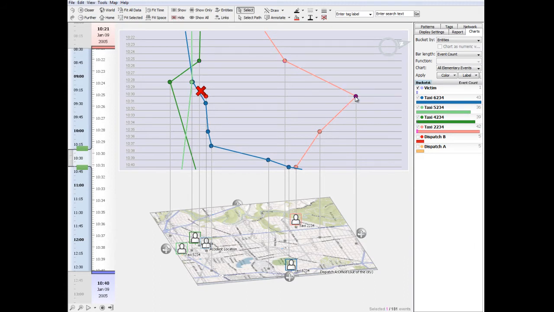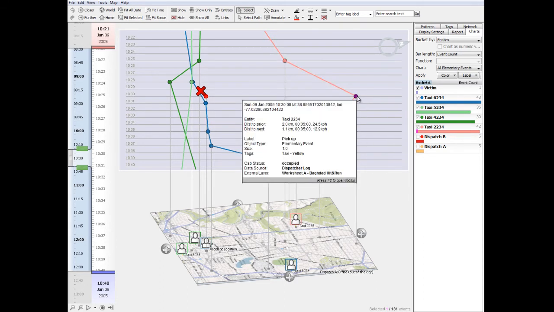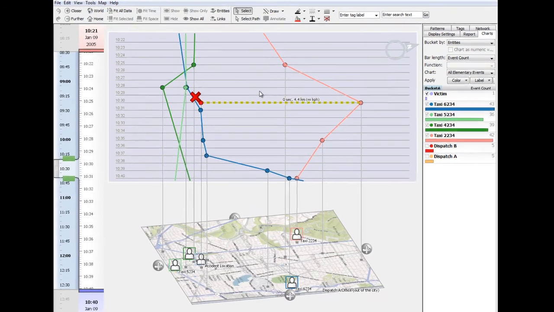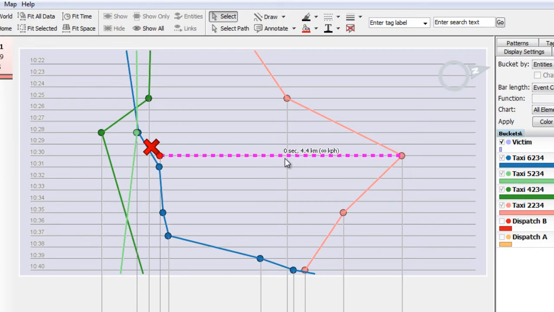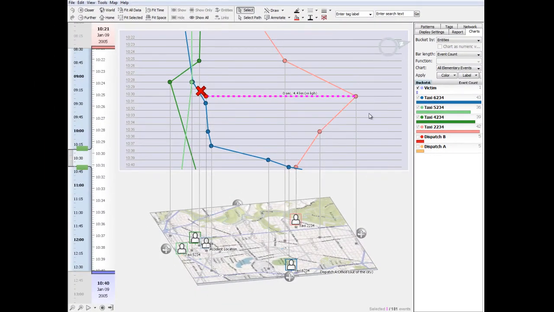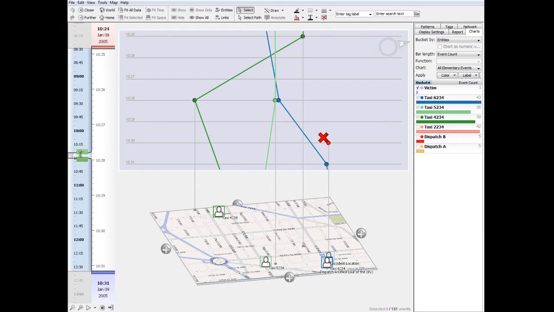If I take a look at the salmon colored taxi cab line here, these are the different event points that have been recorded from the GPS unit, and if we hover over them we can see the different data that's been recorded. I want to do a measurement to see how far away he was around the same time as the hit and run accident. If I use the ruler tool, we can see that at 0 seconds away, so roughly the same time as this hit and run accident, this taxi cab over here was 4.4 kilometers away. So we're pretty sure based on that distance that this taxi cab was not responsible. We're going to take them out of our analysis here, and focus on these remaining taxi cabs that are much closer to the scene of the hit and run accident.